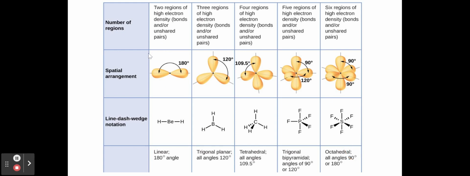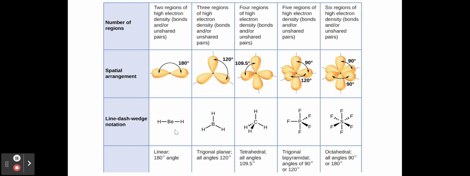So let's take a look at this table. What we have along the top are the number of regions around the central atom. And these high electron density regions are going to be bonds and or unshared pairs of electrons. So if we have 2 electron regions, here's our central atom, and this would be the 2 electron regions. And we would call this the spatial arrangement. We typically don't draw it this way, although it gives us a good visual.